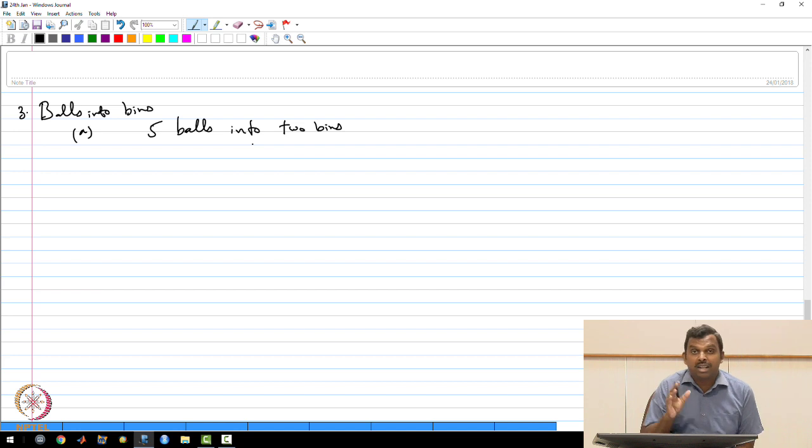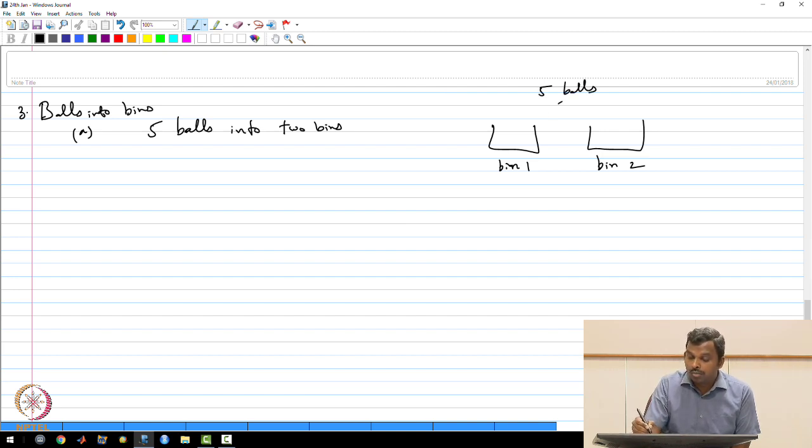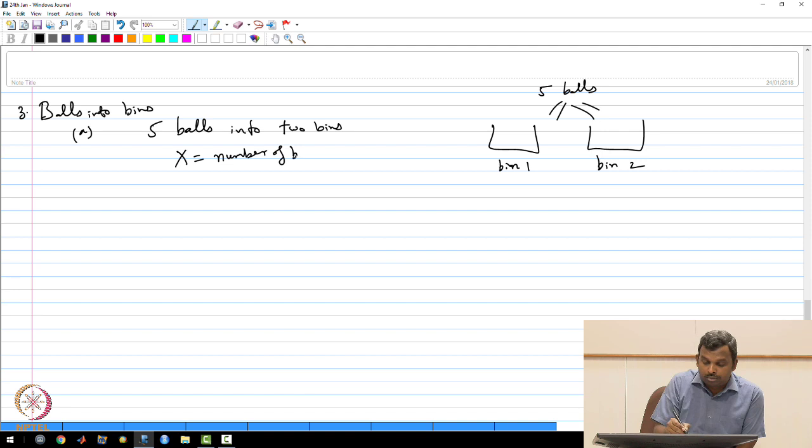Remember, this is a bit critical. Sometimes you can get misled by this problem. There are 2 bins, bin 1, bin 2. And you're throwing 5 balls into these bins, right? So 5 balls. Let's say x is the number of balls in bin 1, and y is the number of balls in bin 2.